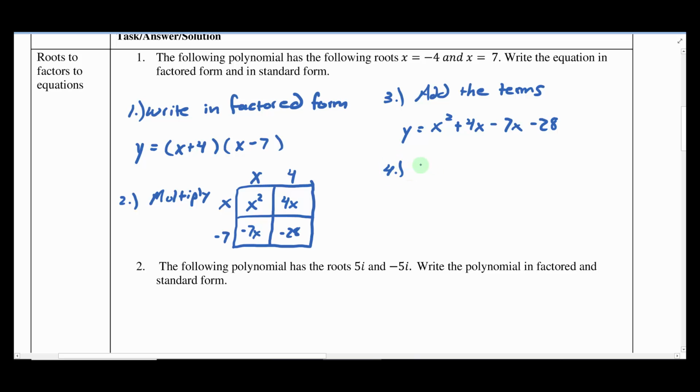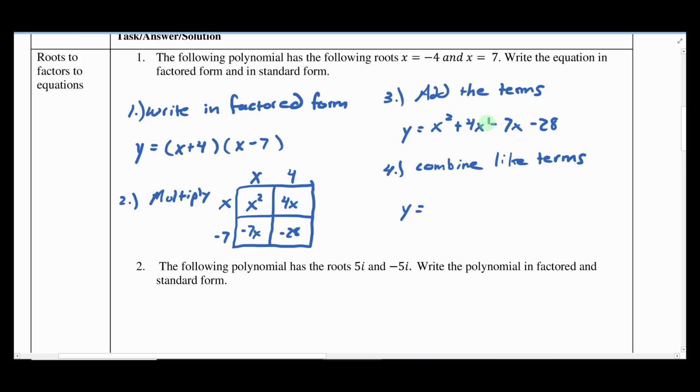Last step here. Okay, so we're going to say y equals, and if I'm looking at my like terms here, remember like terms are things that have the same variable raised to the same power. So if I'm looking at this one, this is x and it's being raised to the second power. So that would not be a like term with this one. This is x, but it's not being raised to the second power. So I cannot combine these two.